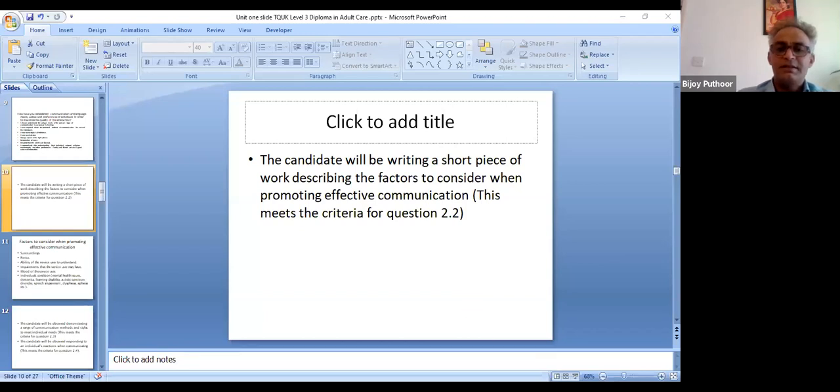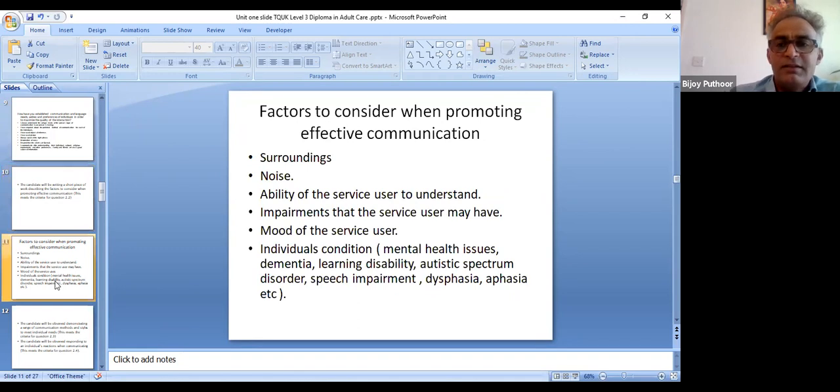Okay, the next question is, the candidate will be writing a short piece of work describing the factors to consider when promoting effective communication. That is question 2.2. So a factor to consider when promoting effective communication is going to be surroundings. How are the surroundings? Is it too crowded? Can the person really understand you in those surroundings? Is it noisy? Is it full of people?